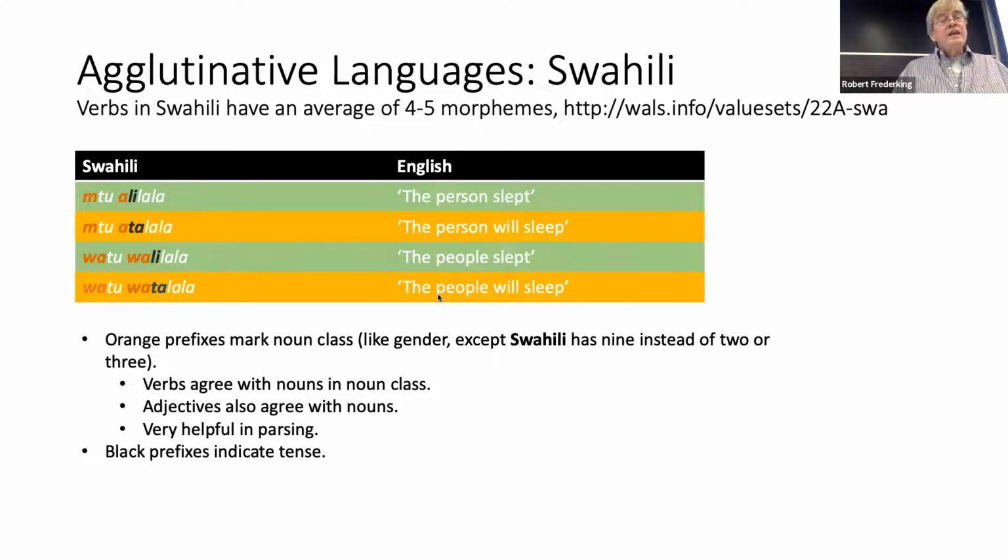So the interesting thing about languages like this, which is a large fraction of all the languages in the world, is that each of these affixes has a very specific meaning that doesn't change, right? So the li versus ta is past versus future, and the m versus wa is singular versus plural.